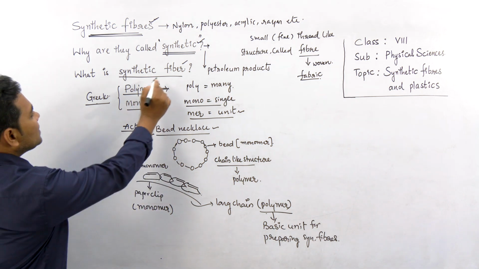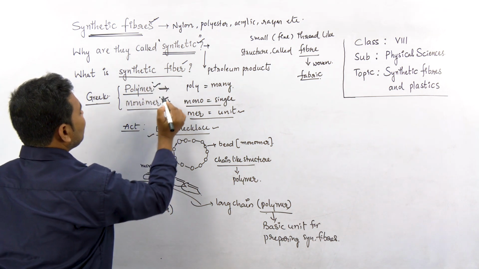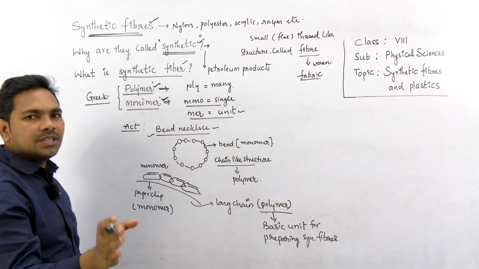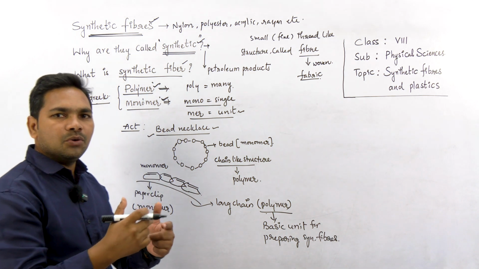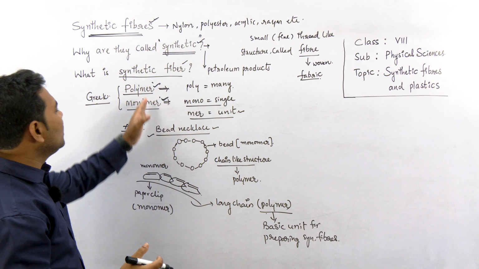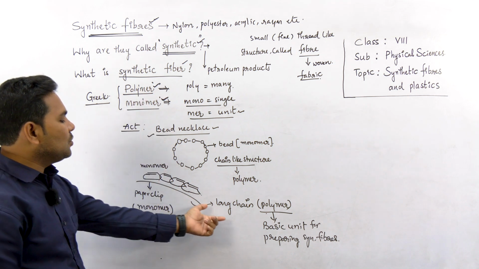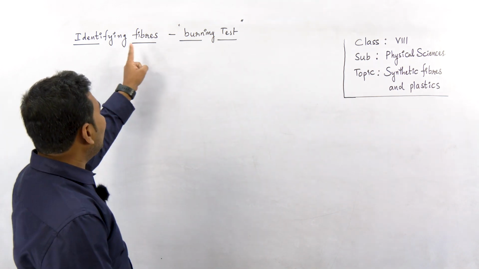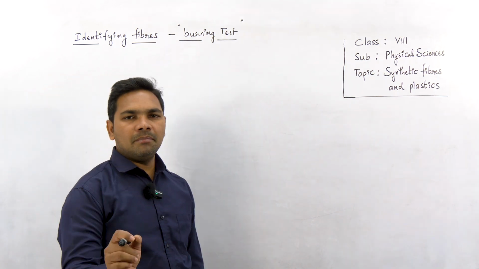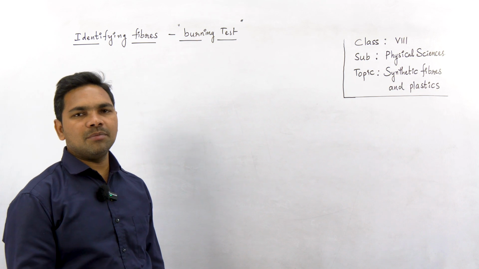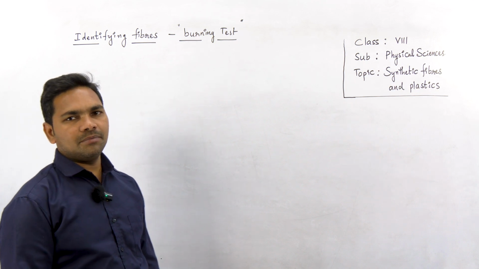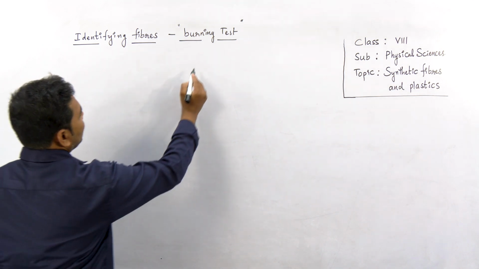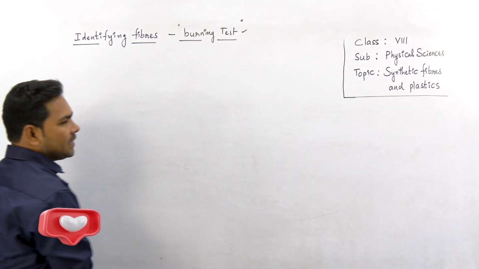Now, in synthetic fiber, what is monomer and polymer? Monomer is each repeating unit. Such repeating units joined one with another form a polymer. This polymer is used to make synthetic fibers. Now we shall see identifying fibers. Between synthetic fibers and natural fibers, how do we identify them? We identify the type of fiber by a test called the burning test.